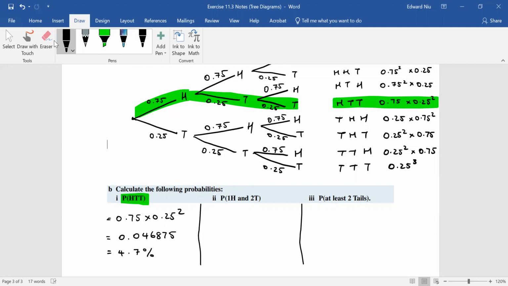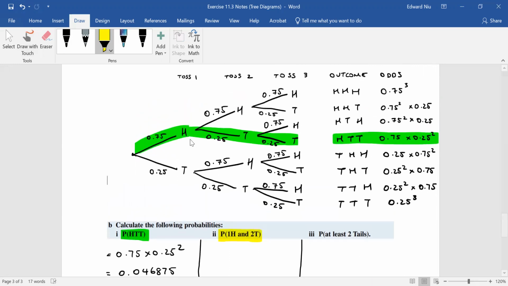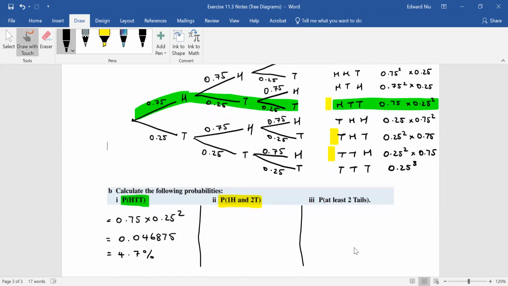Probability of drawing one head and two tails. Actually, let's use yellow. Probability of one head and two tails. So let's go back to our tree diagram. Which one has one head and two tails? Well, this one here has one head and two tails. This one here has one head and two tails. This one here has one head and two tails. And that's it.